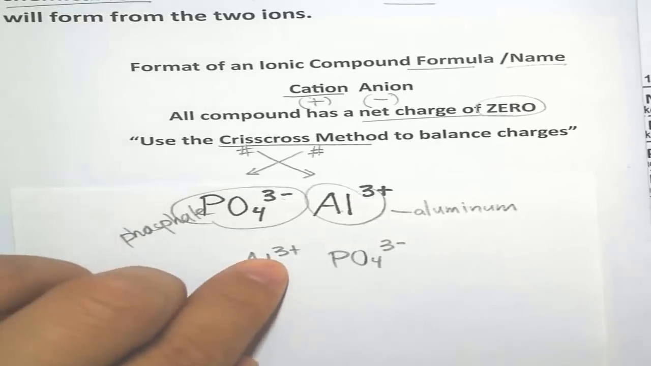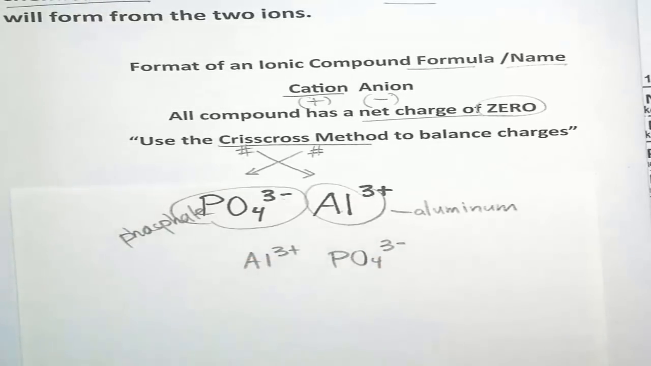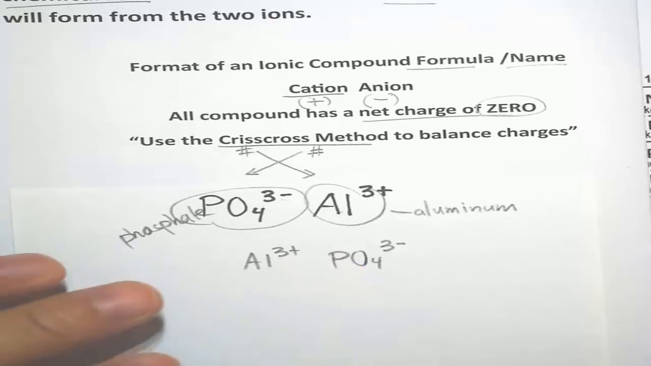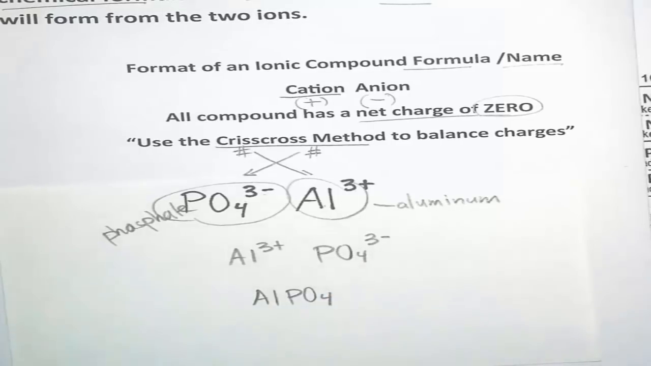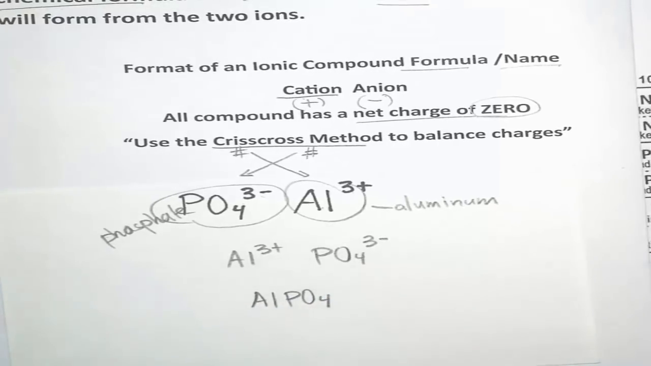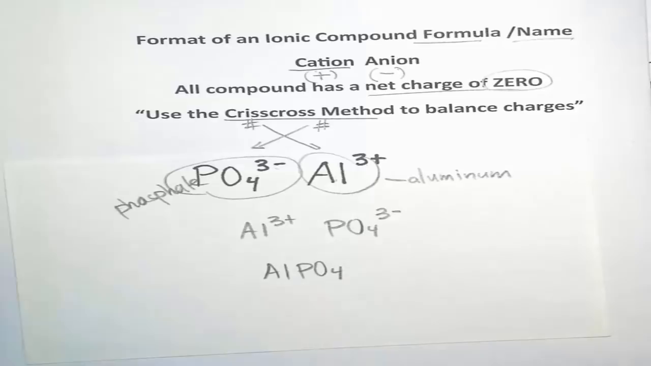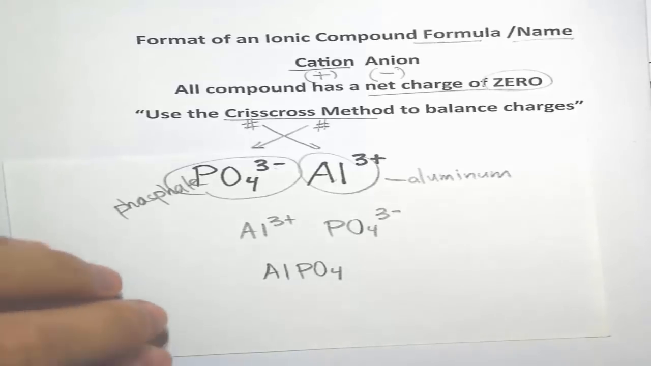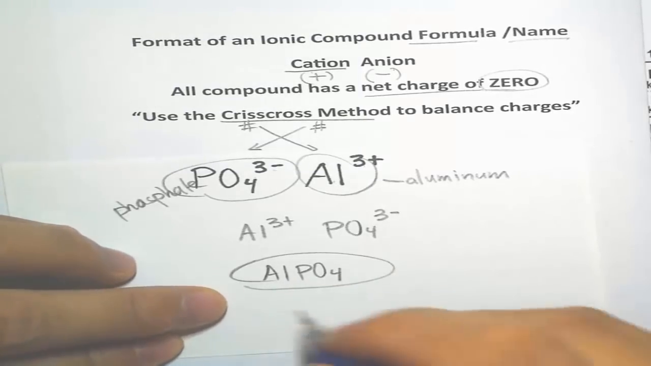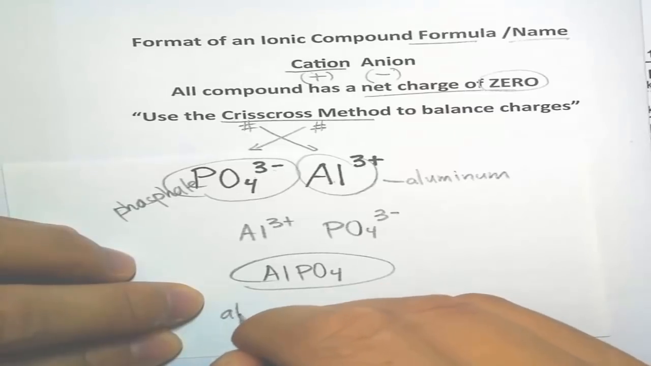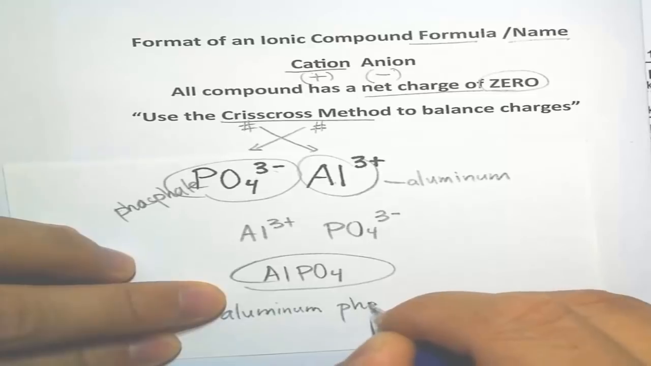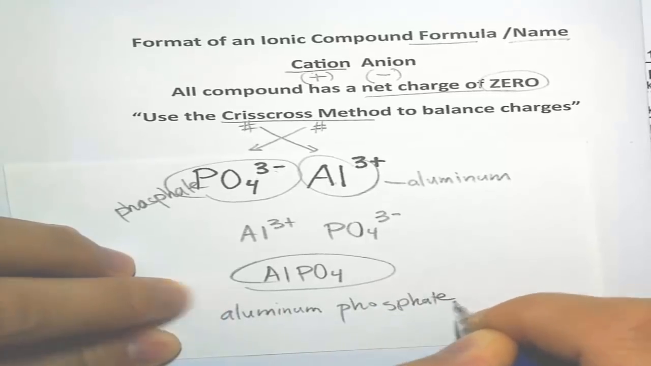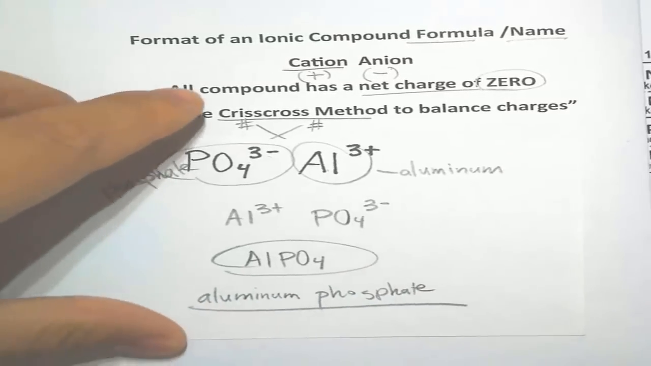And notice how we have 3+ and 3-. Look at that, they cancel each other out already. So we have 1 aluminum and 1 phosphate. So we just put Al, PO4, and we're done. We don't have to use parentheses to group the polyatomic ion because it's just 1. And in this case, this is the chemical formula. And what's the name? Aluminum, followed by phosphate. Isn't that easy?